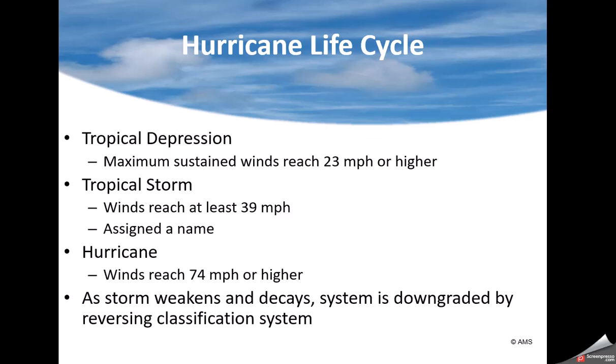And these are the different categories. Tropical depressions are not named, but they must have winds of 23 miles per hour or higher. And they must have a circulation. In other words, you can't be just one isolated thunderstorm cell. I need to be able to see the winds going around counterclockwise. Tropical storms are 39 miles an hour, and hurricanes are 74 miles an hour. And they will go up and down in categories.